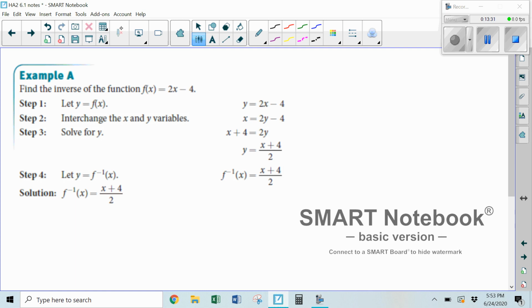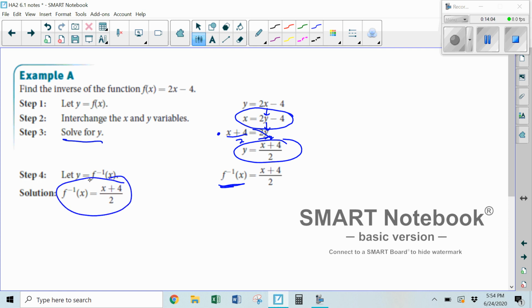The next step, which takes the longest amount of time, is to solve for y. If I want to get y by itself, you can see they added 4 to both sides, and then to get y by itself, they divided by 2 on both sides. Dividing by 2 here gives you y, dividing by 2 here gives you this. Finally, change your y into what we call inverse. Okay, so that is how you do it. You flip x and y, and you solve for the new y.